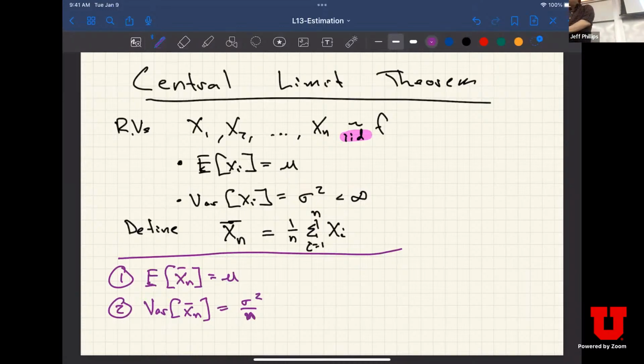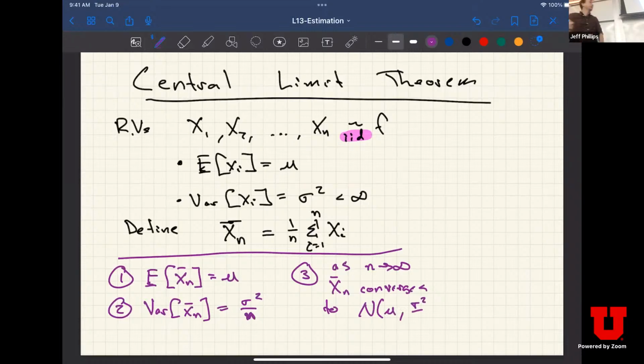Okay, and then the third one is that as n goes to infinity, so in the limit, then x bar n converges to the normal distribution with the mean of mu and the variance, right? We know what those means and variances are. It basically looks like the normal distribution. Okay. So this is typically how it's written. That's converging to the normal. It kind of looks like a normal distribution afterwards.